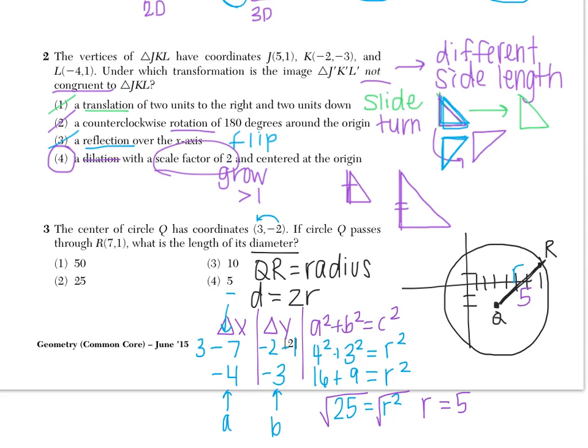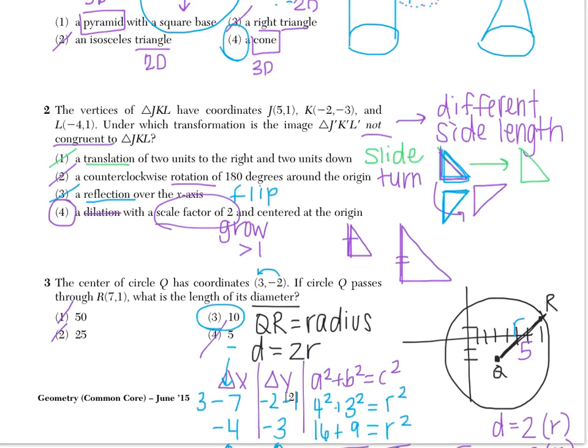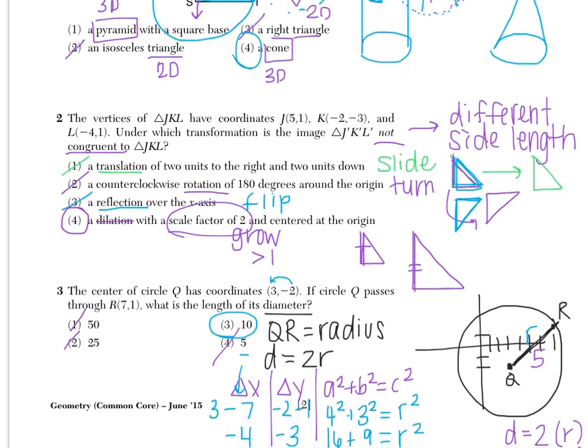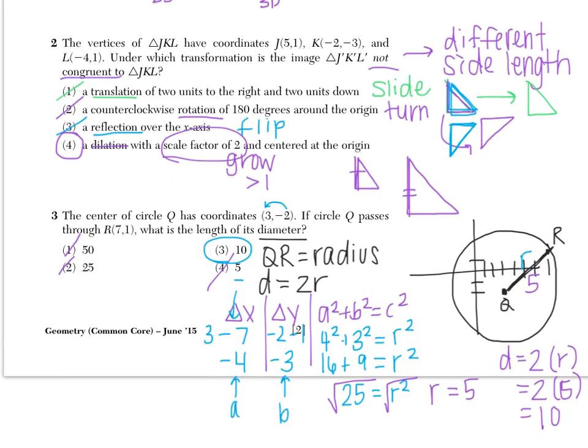But remember that we cannot choose that as our final answer, nor can we choose 25, because that was r squared, nor can we choose 50. So it looks like we're left with 10. And remember that diameter is equal to 2 times the radius, and here again we found the radius is 5. 2 times 5 is 10. So we should end up with choice 3. So again, the answers for this page: number 1 is 4, number 2 is 4, and number 3 is 3.